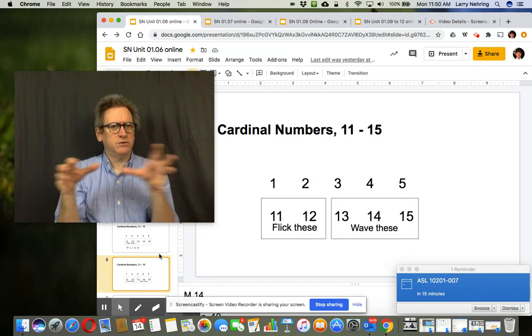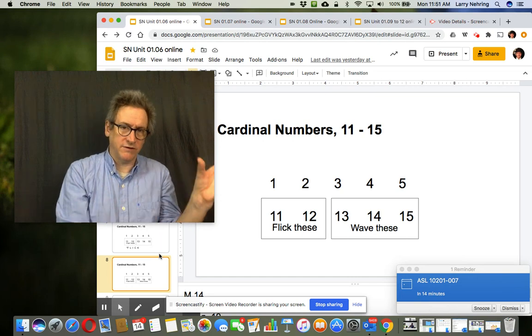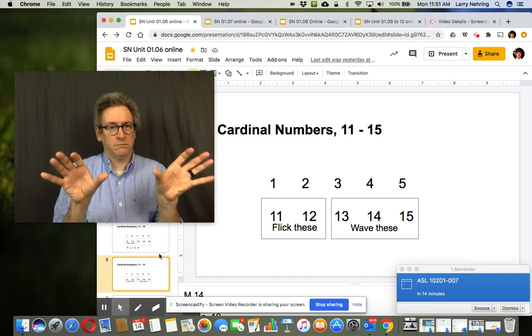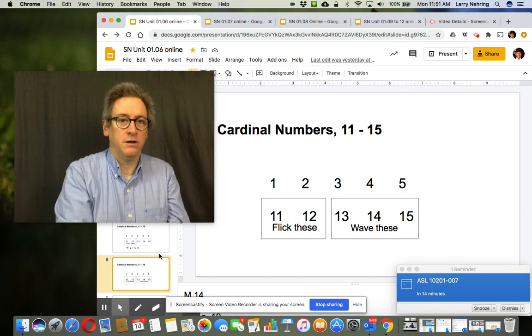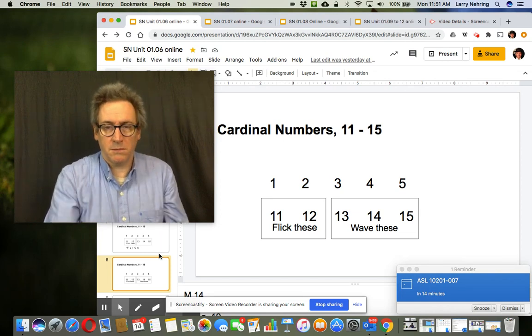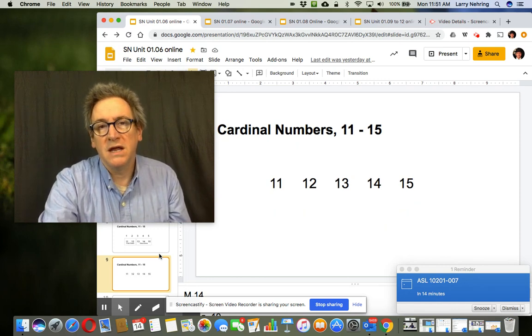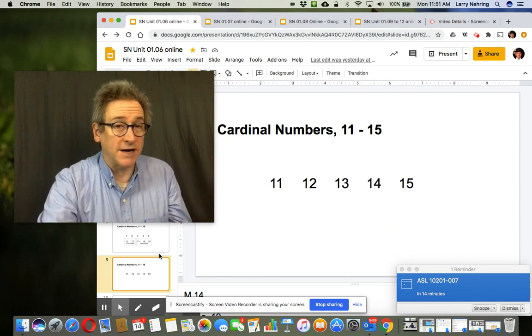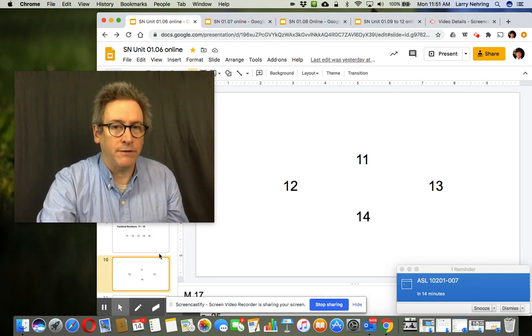So you can see how they're both produced in similar manners, 11 and 12, 13, 14, 15. If you remember, we talked about the parameters of sign. The movement is the same for the 2 and for the 3. So practice those numbers, then practice counting from 1 to 15 and back.